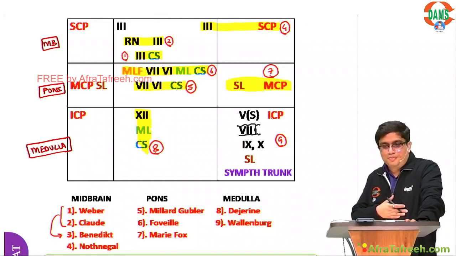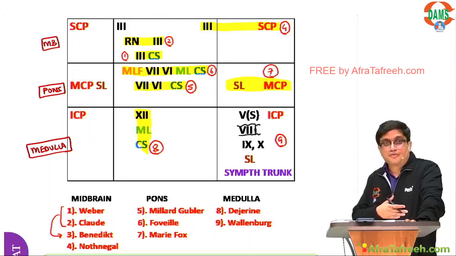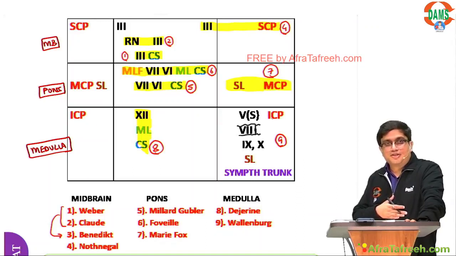Now the problem which lies in the books is that Benedict and Claude are often interchanged. I've highlighted it so many times. This is the correct version in the higher textbook. So we have Wallenberg number 9, the lateral medullary syndrome that we have over here. Number 8, the Dejerine syndrome.